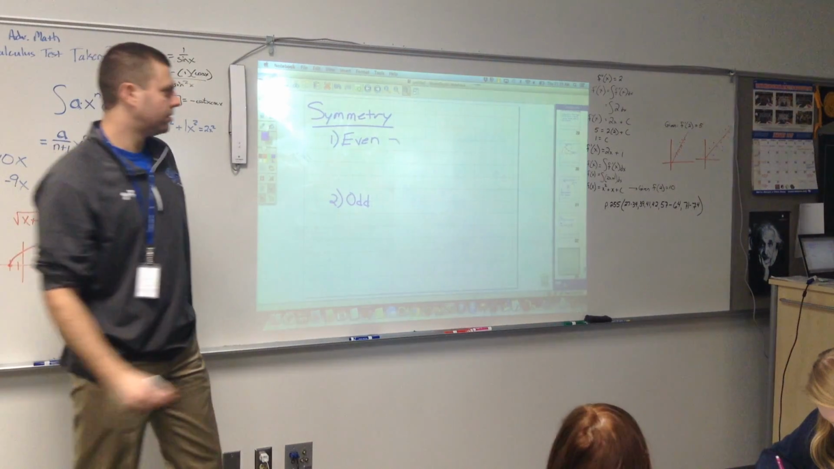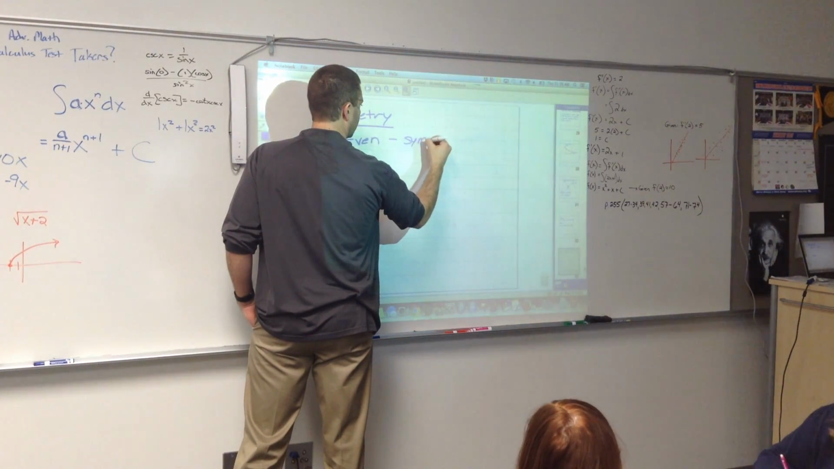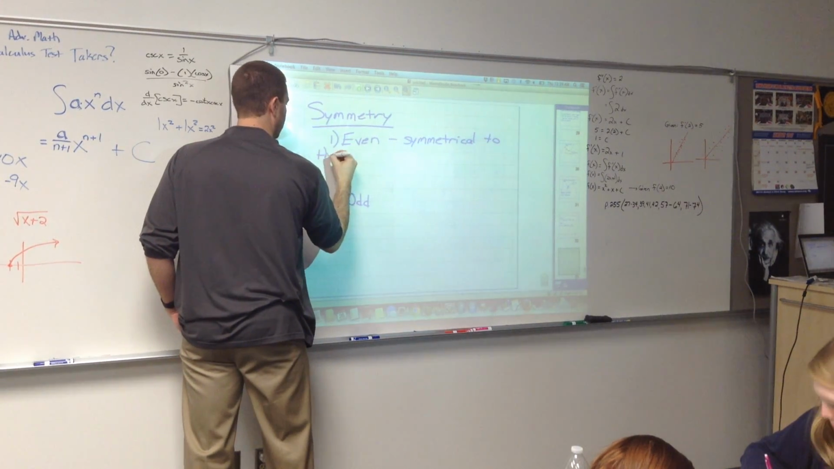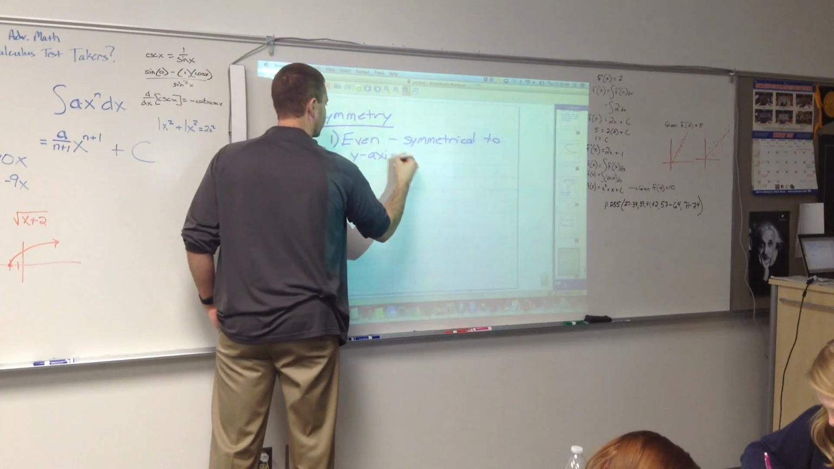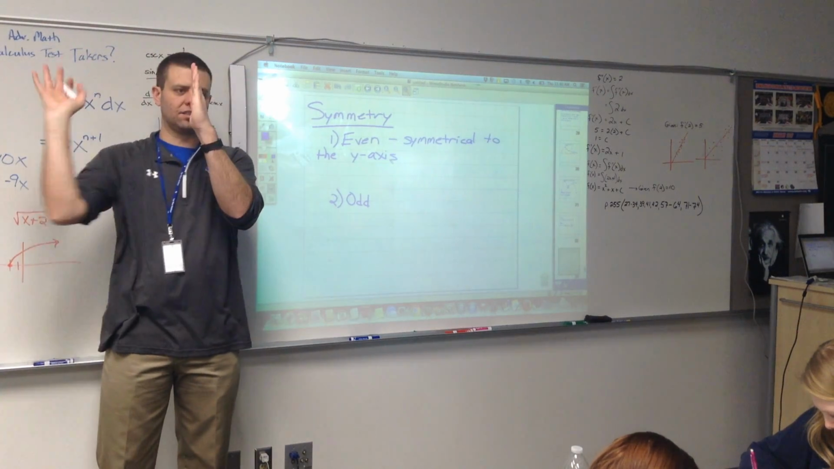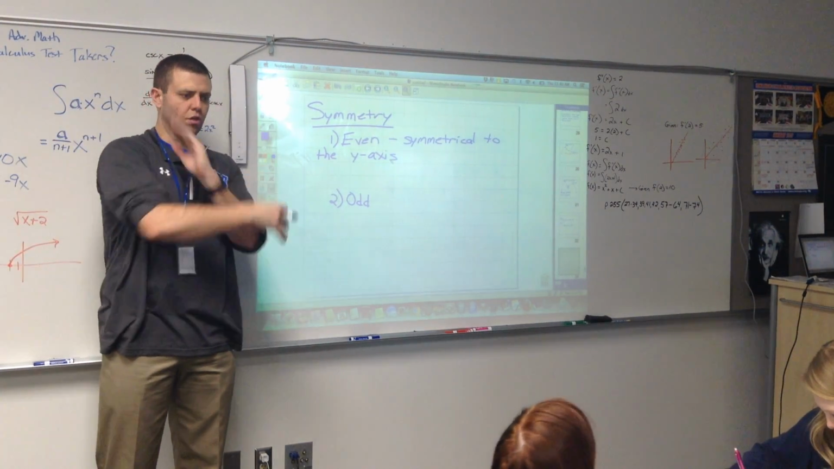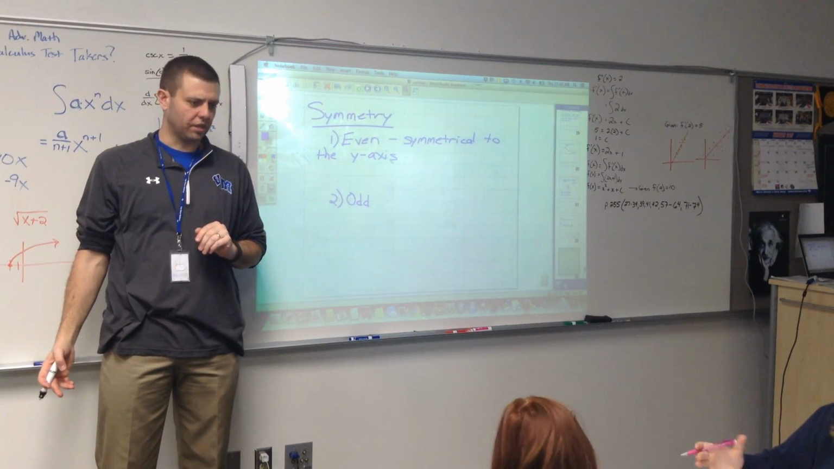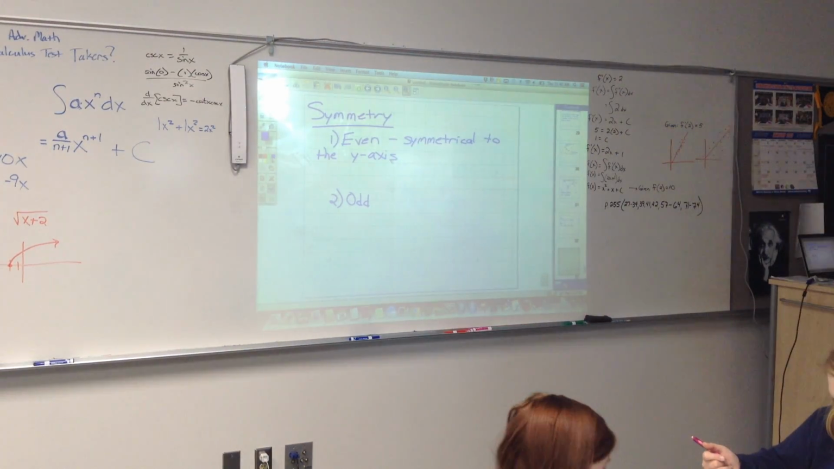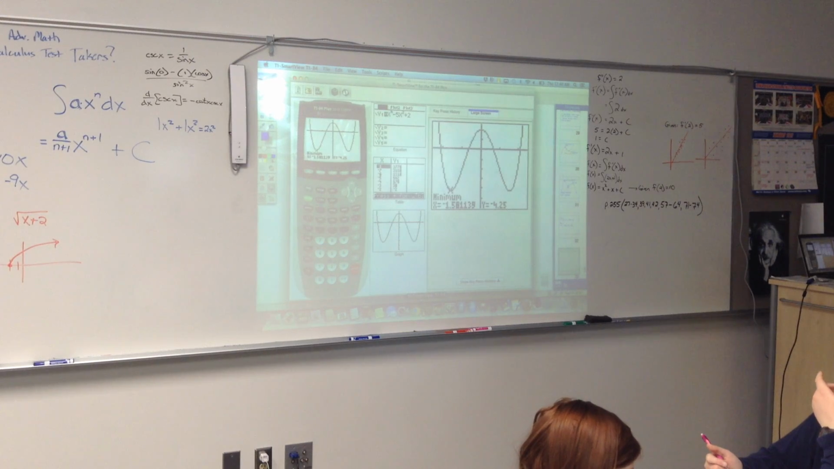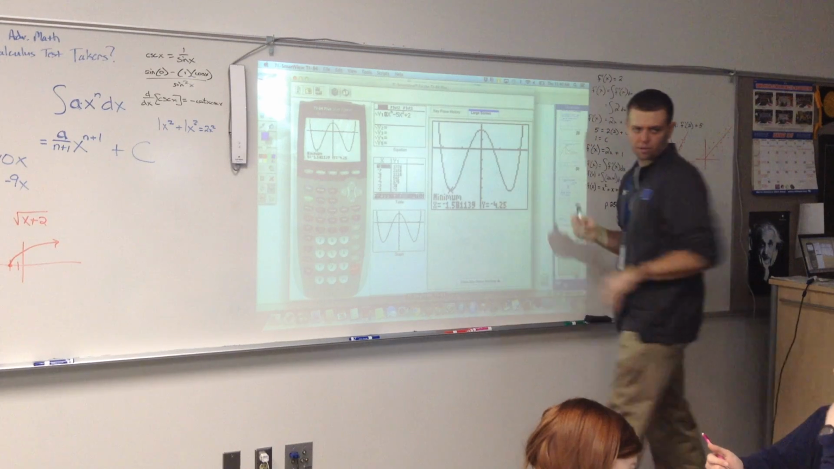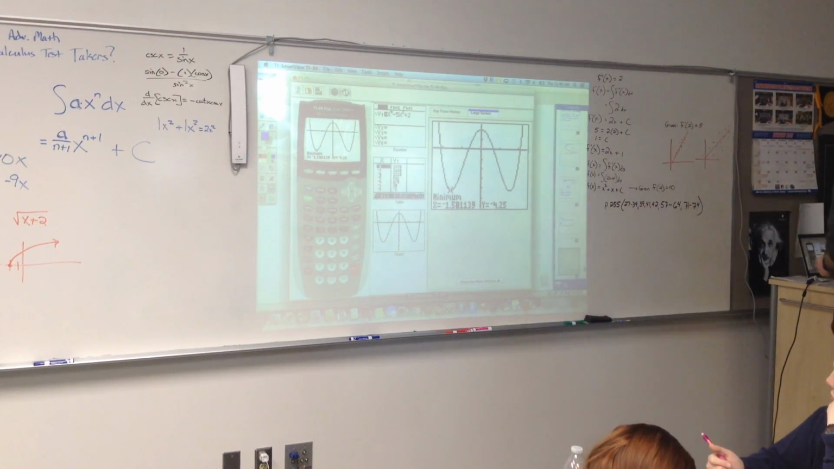Even functions are symmetrical to the y-axis. Meaning if you fold your graph over the y-axis, it would match up perfectly. The one we just did was an even function. The graph we just did would be an even function because if I fold this graph right over top of that y-axis, it would match up perfectly. That's an even function. It's symmetrical to the y-axis.